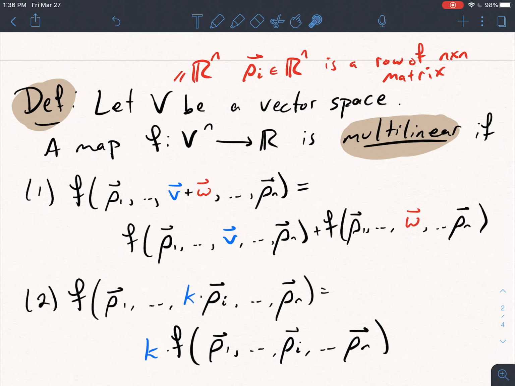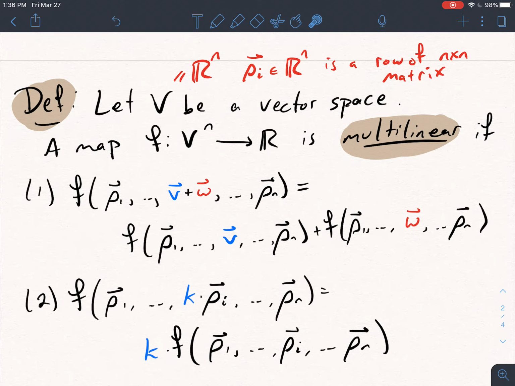So this effectively is telling me that I can split up a matrix into f of one matrix plus f of another matrix, where the only difference between these two matrices is that one row was split into one vector plus a different vector, or one row plus a different row. Okay, I'll give you an example of that right after I finish this definition.